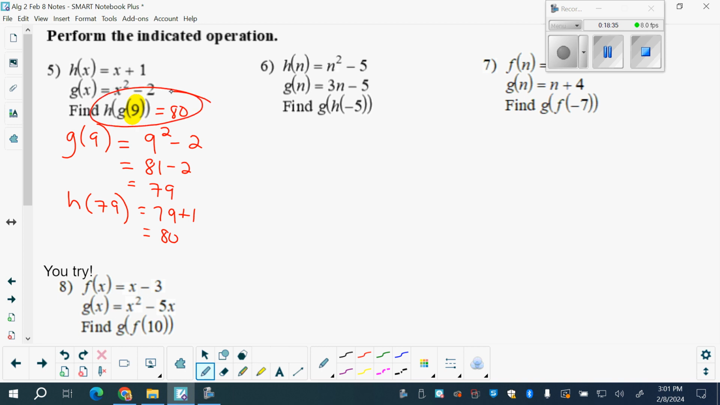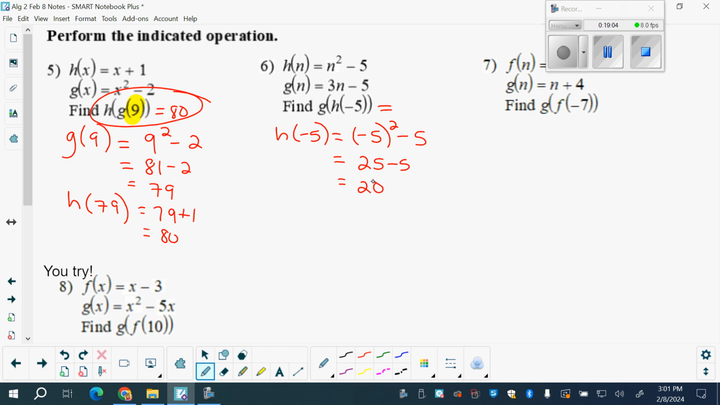Okay, I'm going to do one more. On number 6, where do I start? H of -5, inside out. So I find h of -5, and that is -5 squared minus 5. Remember, you need parentheses there because you want to square the -5, not just the 5. So this gives us 25 minus 5, which is 20.